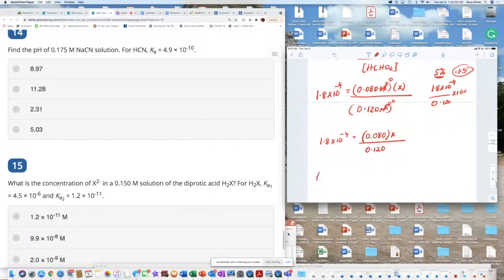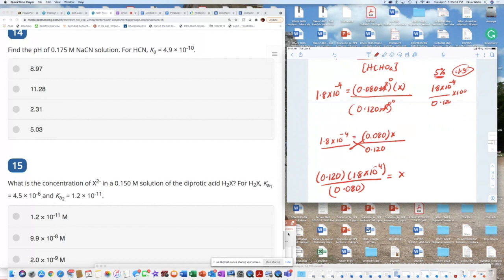To solve for x, I take 0.120 times 1.8 times 10 power -4. And then, of course, this will go on the bottom, right? So this will multiply here. This will go down here. So divide by 0.080, and that will give me x. Okay. So 0.120 times, open parentheses, 1.8 exponent -4, close parentheses, divided by 0.08.